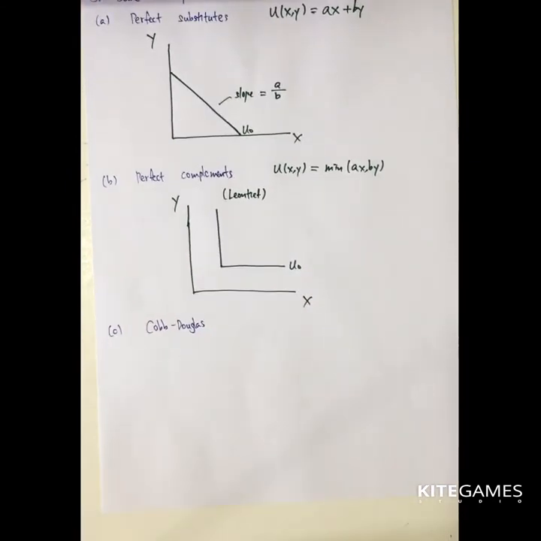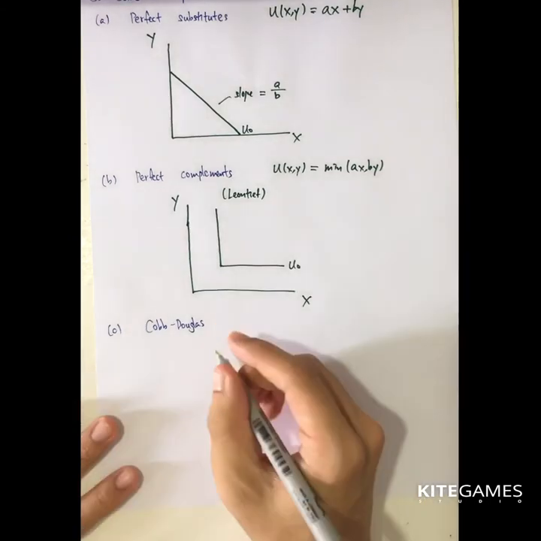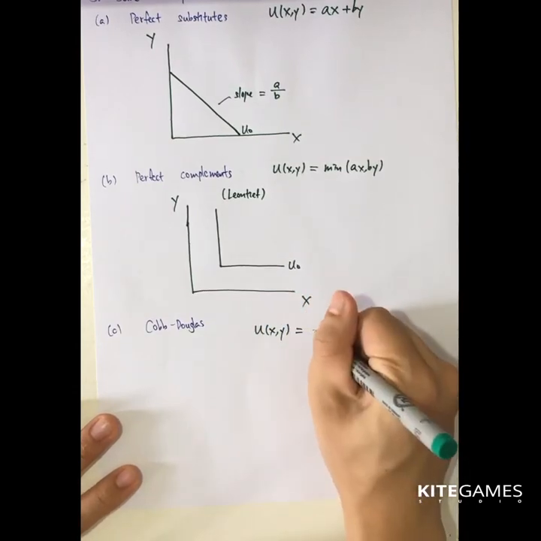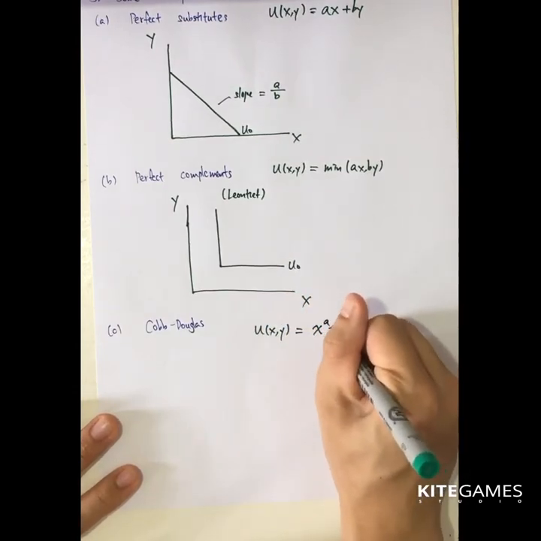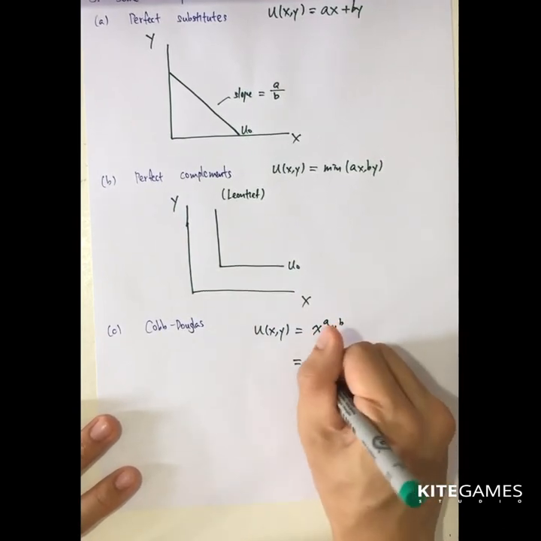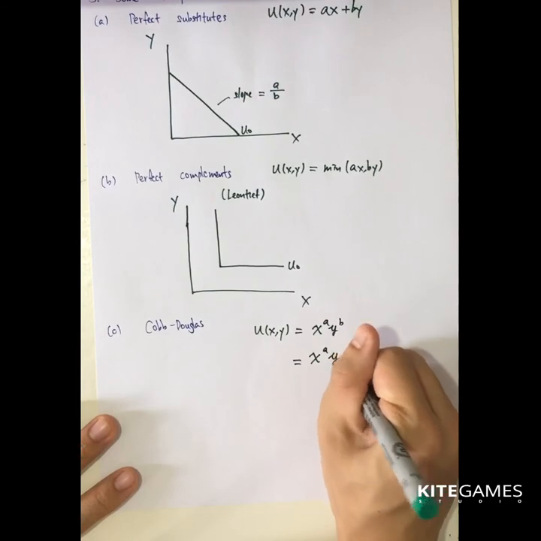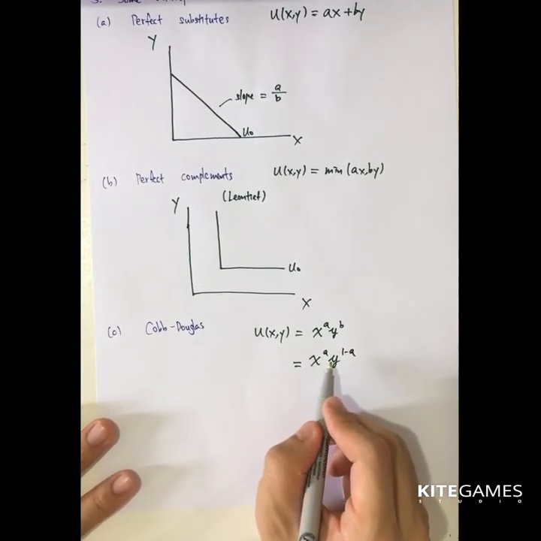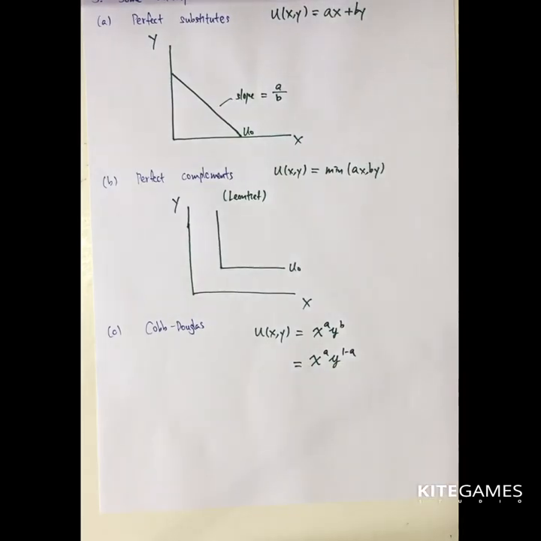So the third one is called Cobb-Douglas. So Cobb-Douglas is very famous. It has a form that utility equals x to the power a, y to the power b. And in the more usual case, it is x raised to the power a and y raised to the power 1 minus a. As a result, the summation of the powers is equal to 1. Okay, this is special in the sense that this is a special case in the utility functions.